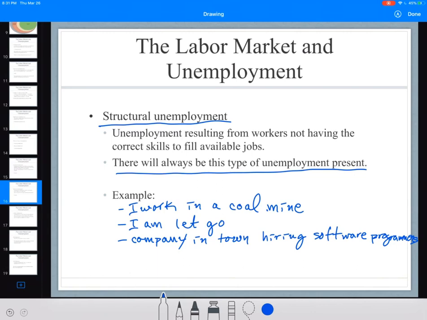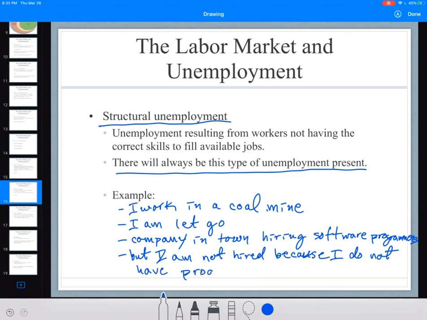So structural unemployment is that type of unemployment where there are jobs available, but people don't have the skills to fill those jobs, okay? So a company in town is hiring software programmers, but I am not hired because I do not have programming skills.